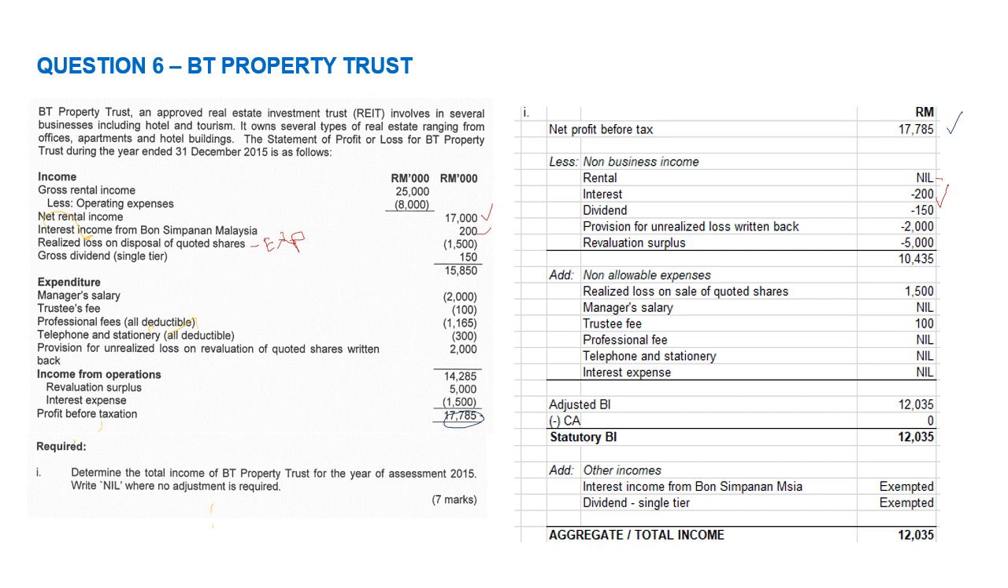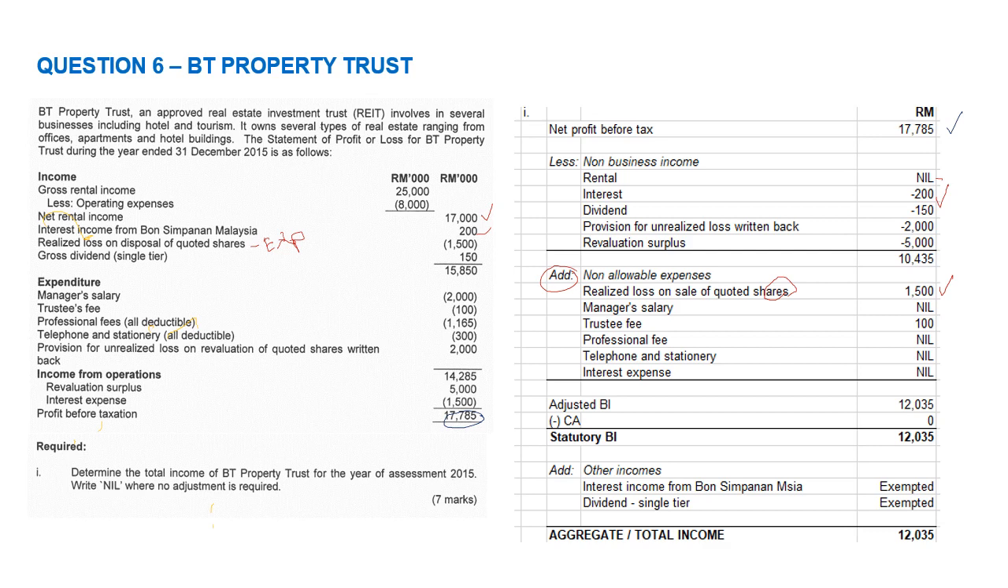And for this part, we're going to add non-allowable expenses. Kita ada realized loss on sales of quoted share. So berkaitan dengan share, nothing to do with real property. It is not a business expenses. So nak kena add back 1,500.